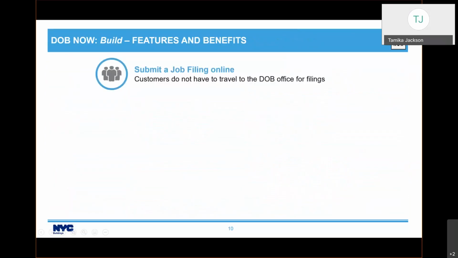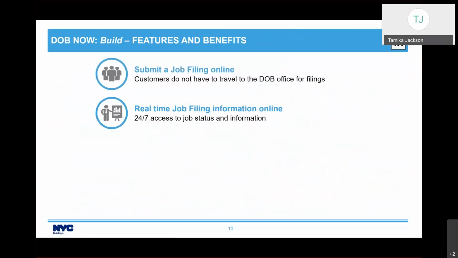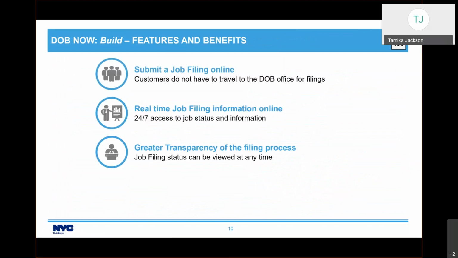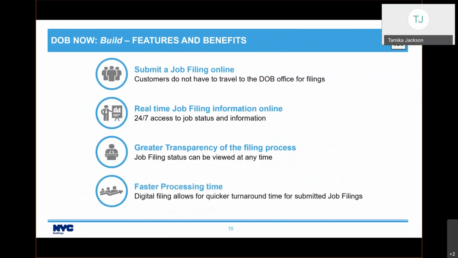So just some other benefits of the transition from the paper filing into DOB Now. It includes submitting job filings online. You have real-time access. There's greater transparency since all of these requests and filings have status bars. And then we hope for faster processing time since everything is now digitalized.